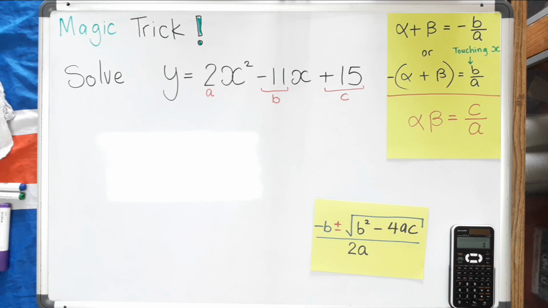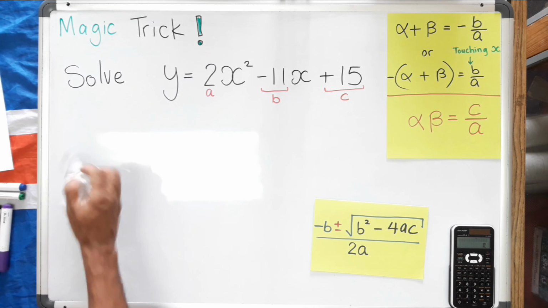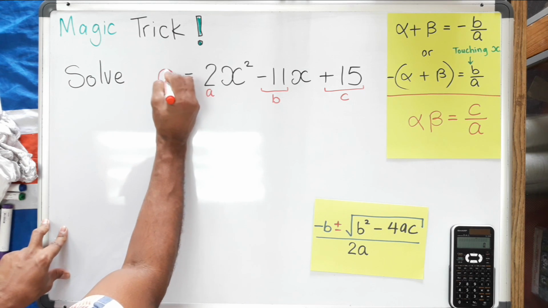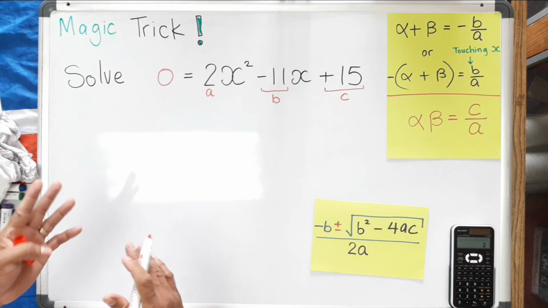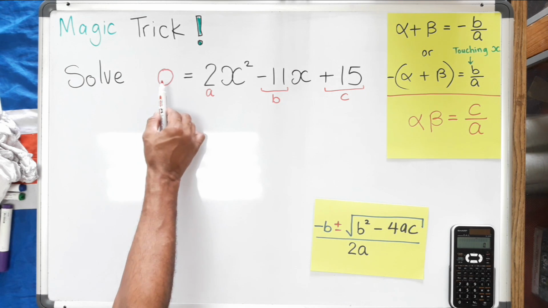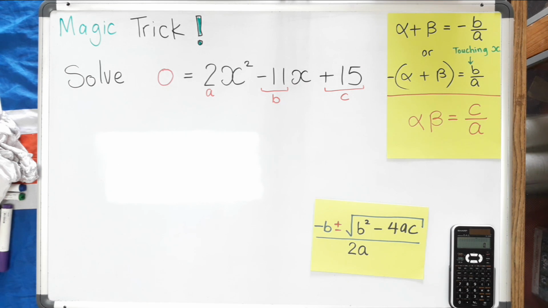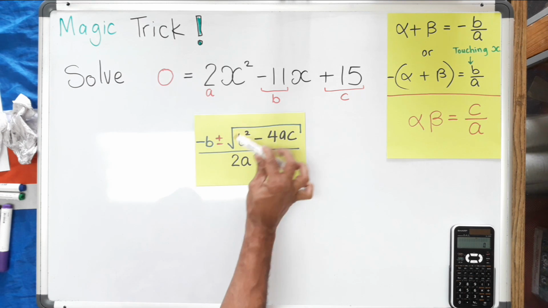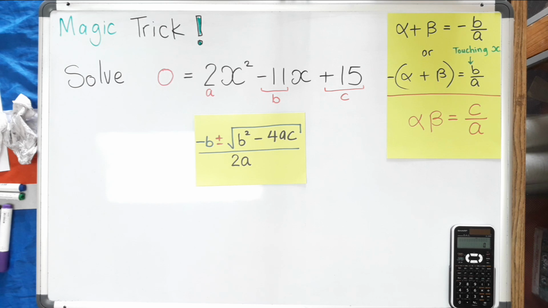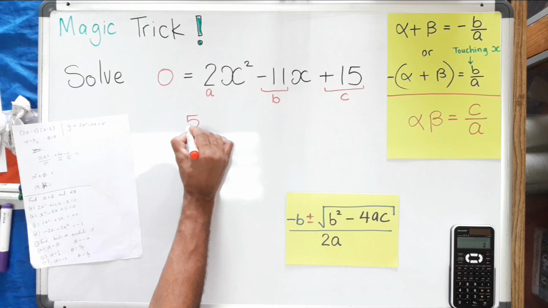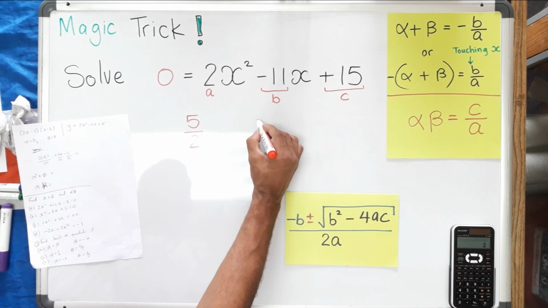Now, usually when you solve a quadratic, you get two answers. When you're solving a quadratic, you're really supposed to put y equal to 0, because you're really trying to figure out where the curve cuts the x-axis. And when the curve cuts the x-axis, y is equal to 0. When we solve this quadratic using this formula, we throw in a, b, and c, and we get our two answers. I am letting you know the two answers will be 5 on 2 and 3.